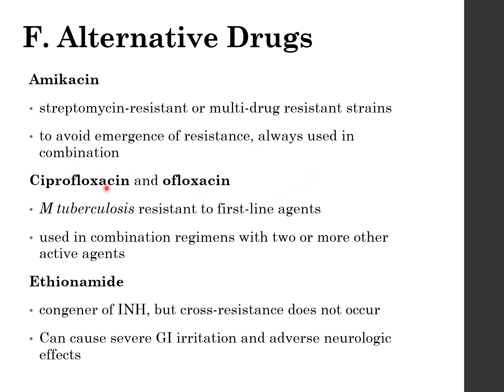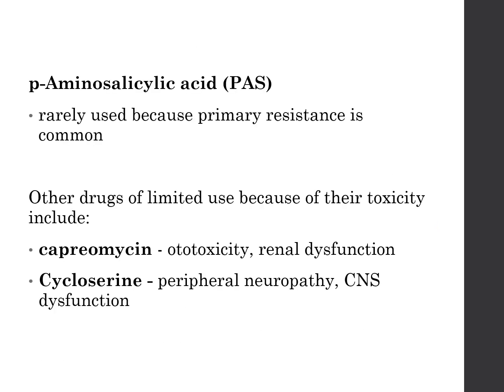Then you can also use your ciprofloxacin and ofloxacin if the TB strain is resistant to the first-line agents. These are used in combination regimens with two or more other active agents. Then you can have your ethionamide, which is a congener of INH, but cross-resistance does not occur. It can cause severe GI irritation and adverse neurologic effects. And we can have your para-aminosalicylic acid. This is rarely used because primary resistance is common.